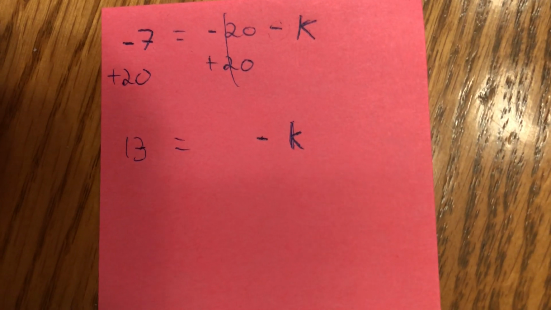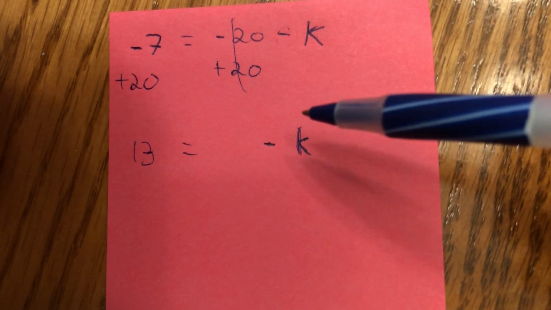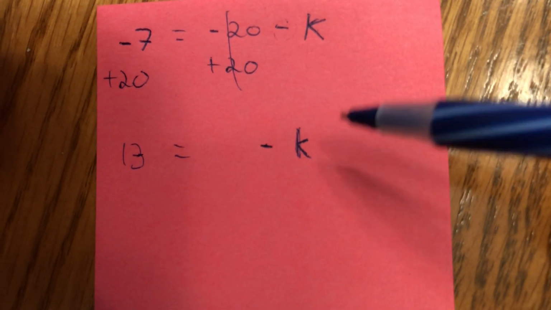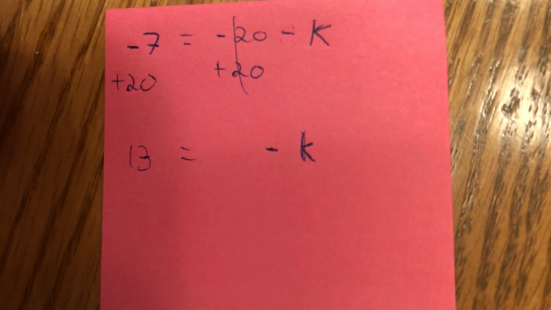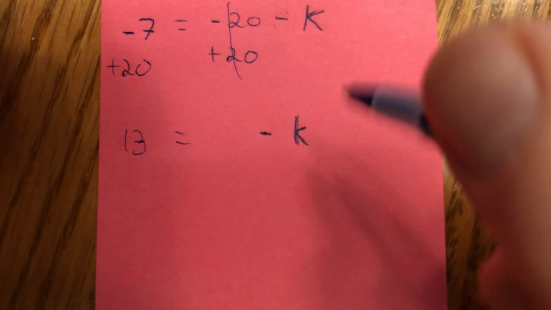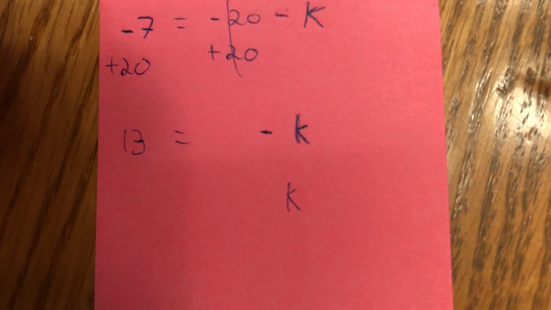I can't circle this yet. The answer isn't what negative k is. I don't want negative k. I want positive k. So now we've got kind of an issue here. How do I figure out what k is? How do I get there?